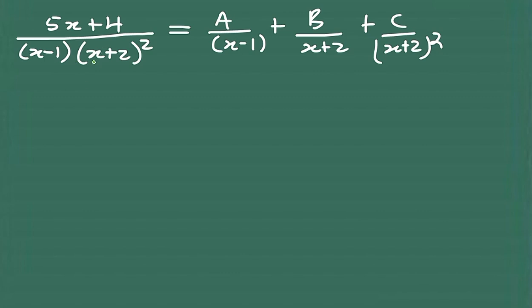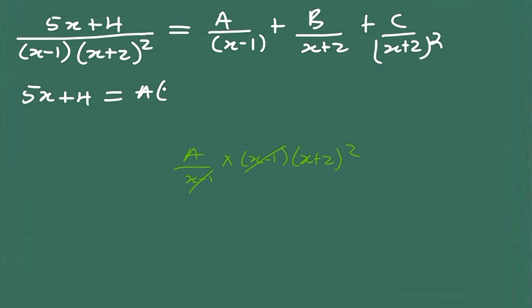So when we take the denominator of this expression and multiply it by the left hand side, we are going to be left with 5x plus 4 equals, if you do the same for the term A over (x minus 1), times (x minus 1) times (x plus 2) all squared. You notice that (x minus 1) is gone, so we are left with A times (x plus 2) all squared.